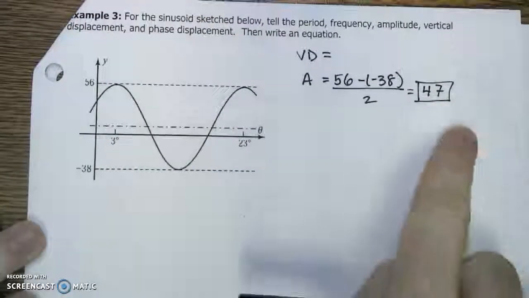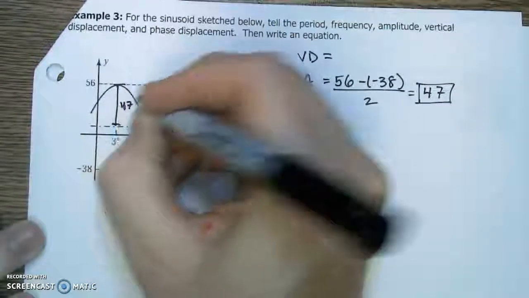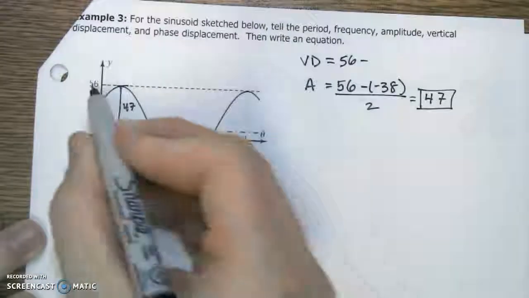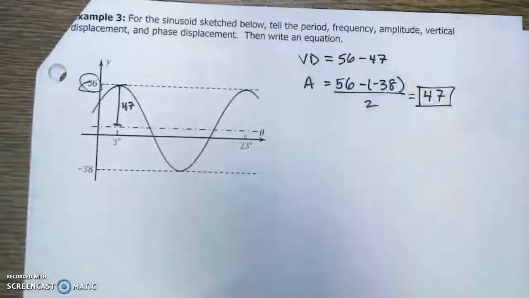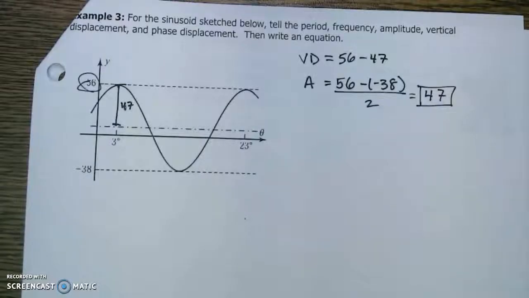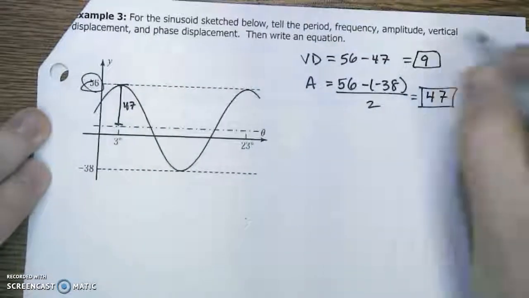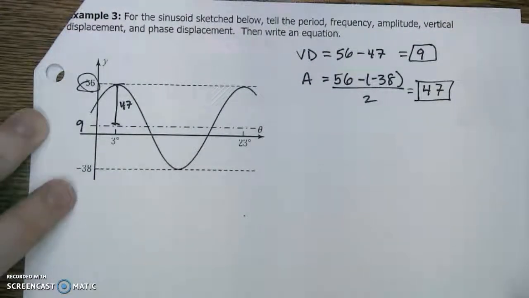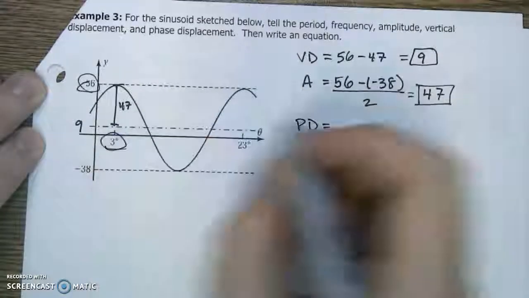If my amplitude's 47, so that means from here to here is 47 units, then I can take 56, the top, minus the amplitude, 47, to figure out what that dotted line is going to be. So we're going to get 9. 9 is the y value for the dotted line. Then we've got a phase displacement of +3.